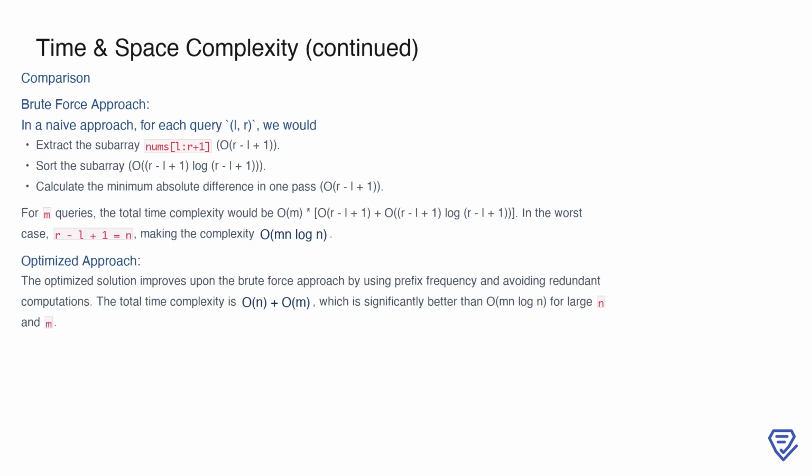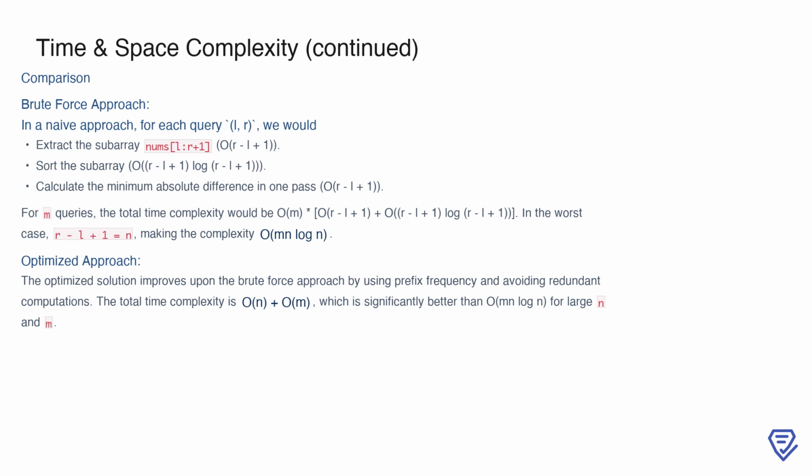When comparing the optimized solution to the brute force approach, the efficiency becomes clear. In the brute force method, for every query, [L, R], we would extract the subarray nums[L:R+1], which takes time proportional to the size of the range, O(R - L + 1). Sorting this subarray adds another O((R - L + 1) log(R - L + 1)), and calculating the minimum absolute difference involves one more pass through the subarray, adding O(R - L + 1).